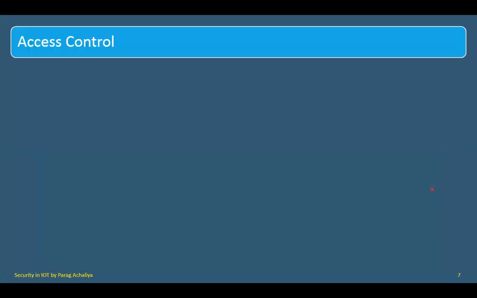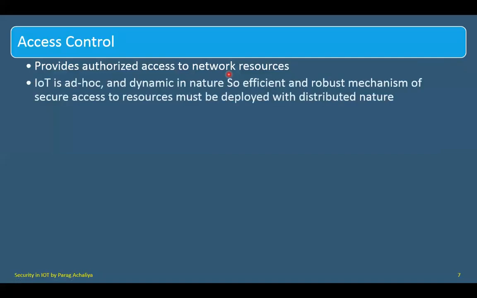First one is access control. It provides authorized access to the network resources. So access control mainly deals with giving access to the network resources which will be authorized in nature. This authorized access will be given only to the authorized users available in your application. IoT is ad hoc and dynamic in nature, so an efficient and robust mechanism of secure access to resources must be deployed with distributed nature.